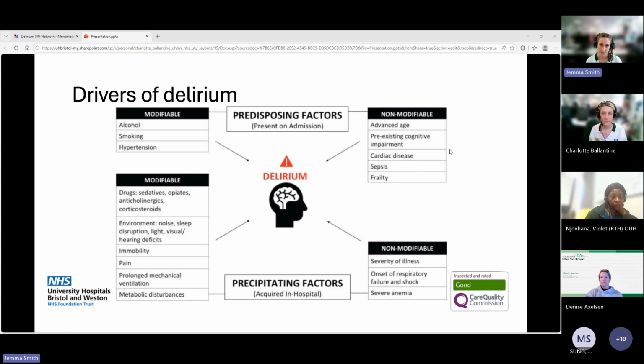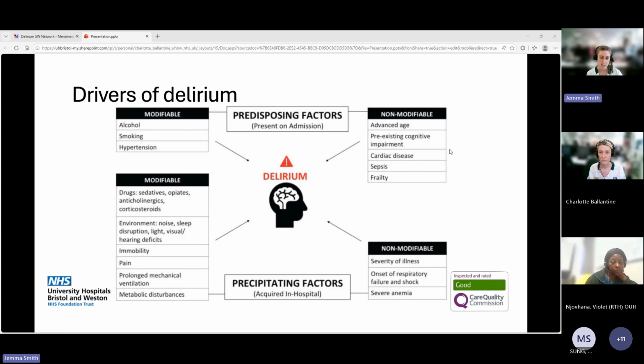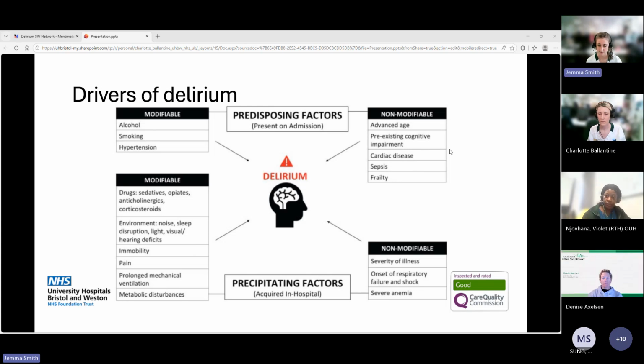On the right hand side, you've got the non-modifiable factors, and some of these will be really familiar to all of you. The things that we see frequently on the ward with delirium, like advanced age, pre-existing cognitive deficits and frailty. But there are some things more specific to ICU patients that maybe we wouldn't normally see on the ward, but in the intensive care unit we would still work with. So somebody in an active septic process, somebody with severe respiratory failure and severe anemia, we may well still pick up, and we'll talk more about that in the next slides.